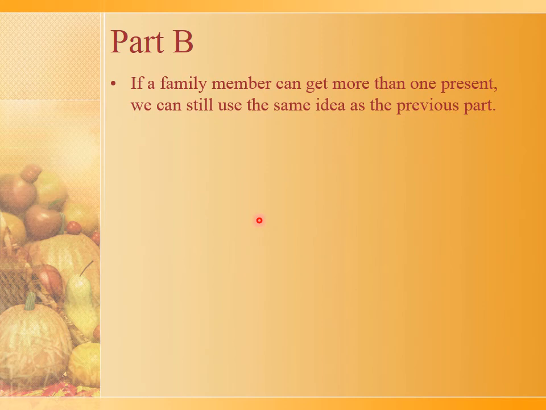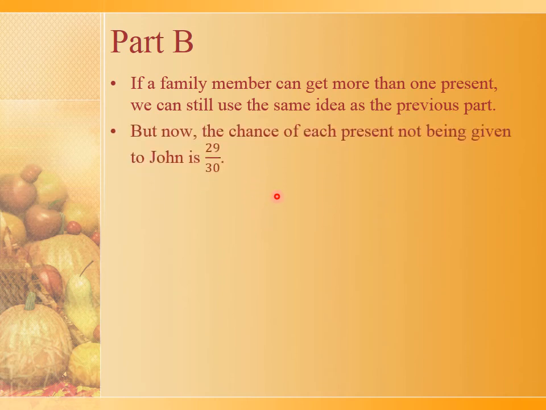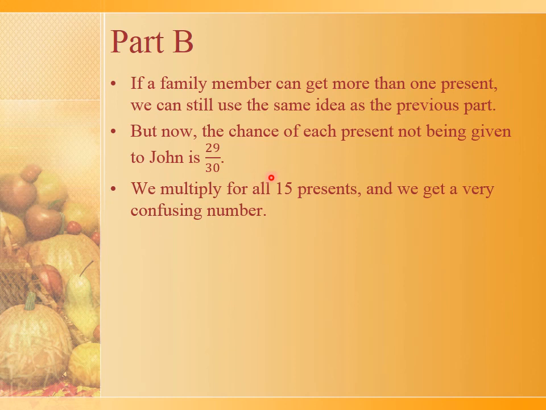If a family member can get more than 1 present, we can still use the same idea as the previous part, which is using 1 minus the probability of him not getting a present. But now the chance of each present not being given to John is 29 over 30, because for every single present, they can go to anyone, no matter whether they have received a present or not. So we multiply this for all 15 presents, and so we get 29 over 30 to the 15th power.